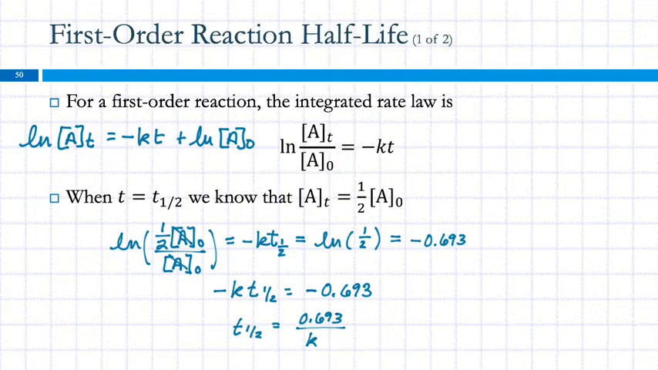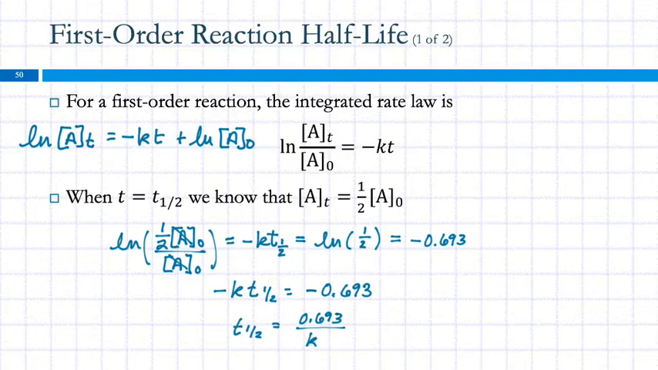How did I get the 0.693? That's a great question. I used my calculator and I took the natural log of 1/2, natural log of 0.5. And that gives me 0.693 and some other digits. Any other questions?